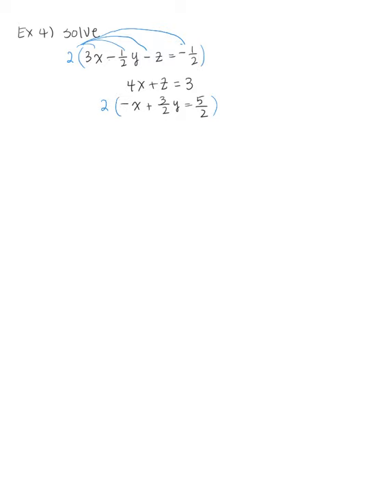So the new system is going to be 6x minus y minus 2z equals negative 1. Let me line up all the x's, y's and z's. The next equation I'm going to write as 4x plus z equals 3. Now the third equation becomes negative 2x plus 3y equals 5. See? Much nicer, right? From here, feel free to use the matrix method if you like.